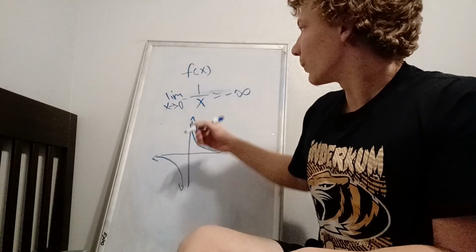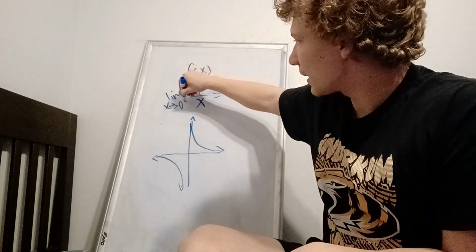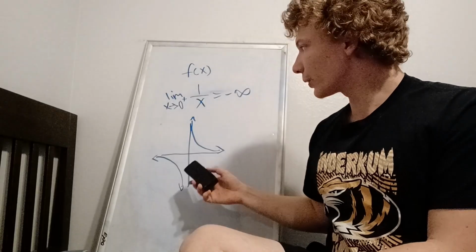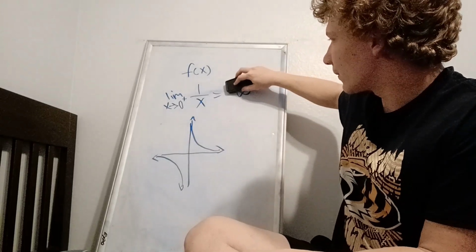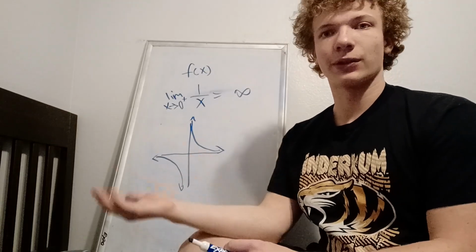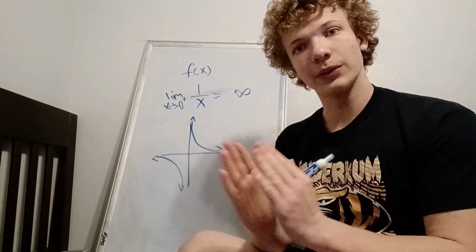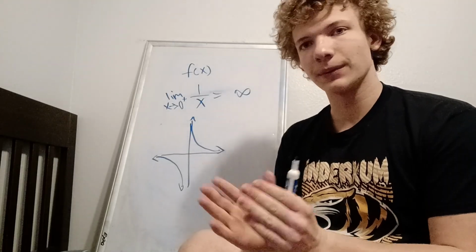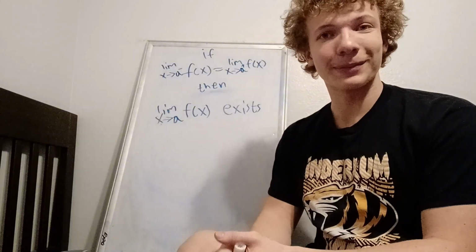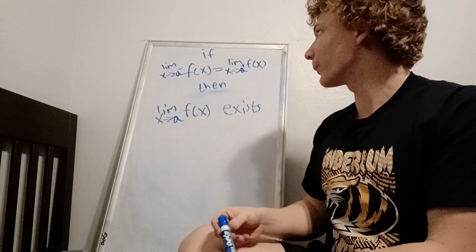Now, what if instead we had the limit as x approaches 0 positive? Well, in that case, we can see from the graph that it approaches positive infinity. Now, the problem is that 0 plus and 0 negative, those two limits don't approach the same thing, so the whole limit can't exist. This is an extremely important concept in calculus, so let me write it out for you.